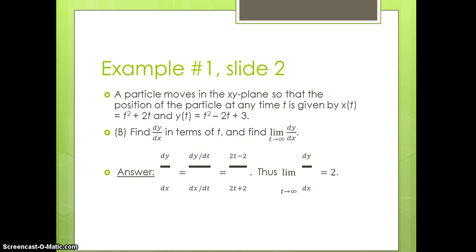Same problem, except in part B, we want to find dy/dx in terms of t and find the limit as t goes to infinity of dy/dx. So with our formula, we have dy/dx is equal to dy/dt over dx/dt. We put them over each other. That's pretty simple. And then evaluating the limit as t goes to infinity of that, we get 2. What does that mean? That means as time goes on, the slope of our parametric equation will level off to 2 in the long run.